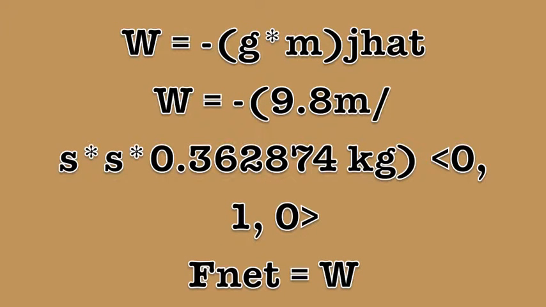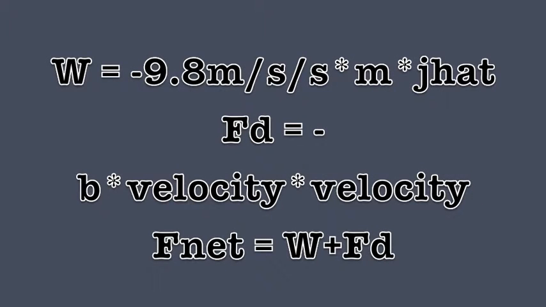In the first model, the net force will equal weight, which is the force of gravity on an object, negative 9.8 newtons, times mass, times the unit vector j hat. In the second model, the net force will equal weight plus the drag force, which is negative b, the proportionality constant, times velocity.